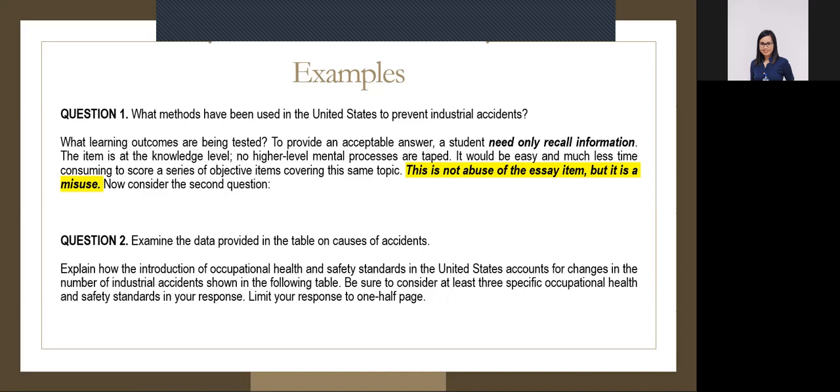Now consider the second question. Question number 2: Examine the data provided in the table on causes of accidents. Explain how the introduction of occupational health and safety standards in the United States accounts for these changes in the number of industrial accidents shown in the following table. Be sure to consider at least 3 specific occupational health and safety standards in your response. Limit your response to one half page.